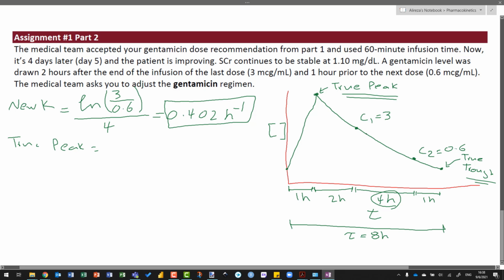you can use either C1 or C2 as long as you get the time between the two correct. I'm going to use C1 because it's closer, so I know there's a 2 hour difference between them. So C1, which is 3, times e to the k times the time between them, which is 2 hours. I'm going to put 2 here, and that will give us 6.7.